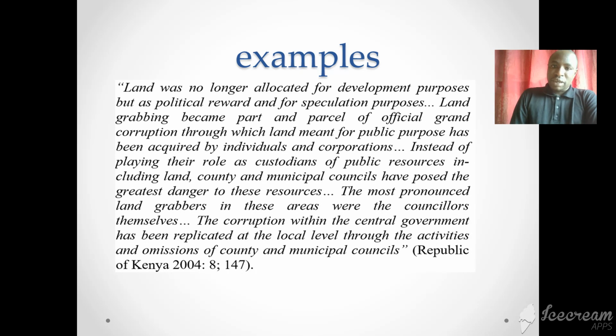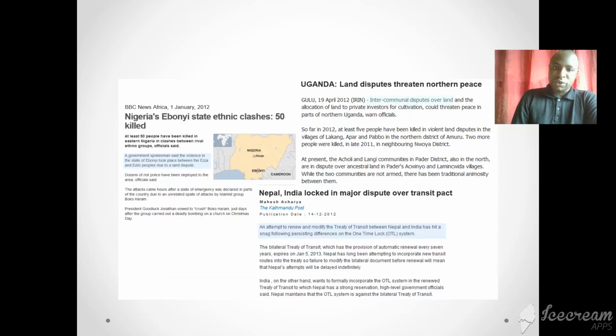This is one of the examples of land-related conflicts. This is an example in Kenya, you will get it in your notes. These are different examples of land-related conflict. As I have said, land-related challenges are not only in Rwanda, they are all over the world. You can see it in Nigeria, you can see it in Uganda, you can see it in Nepal.